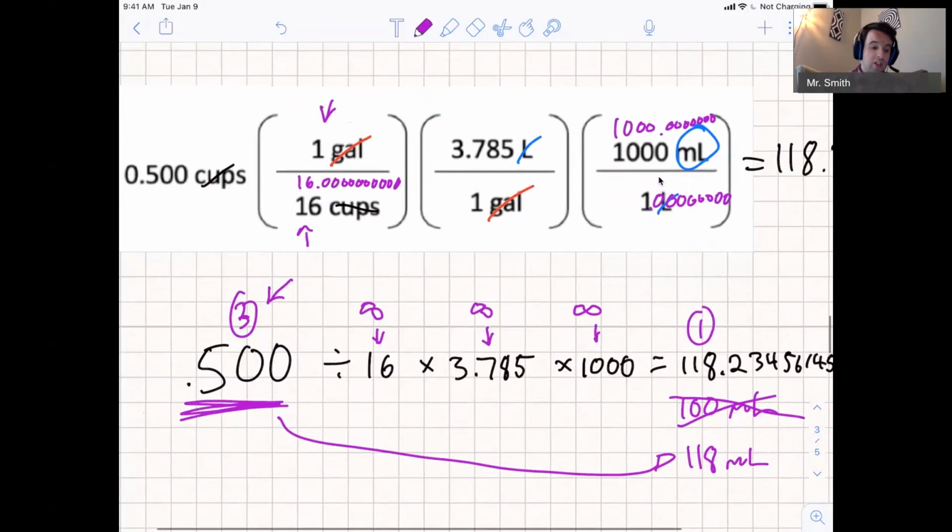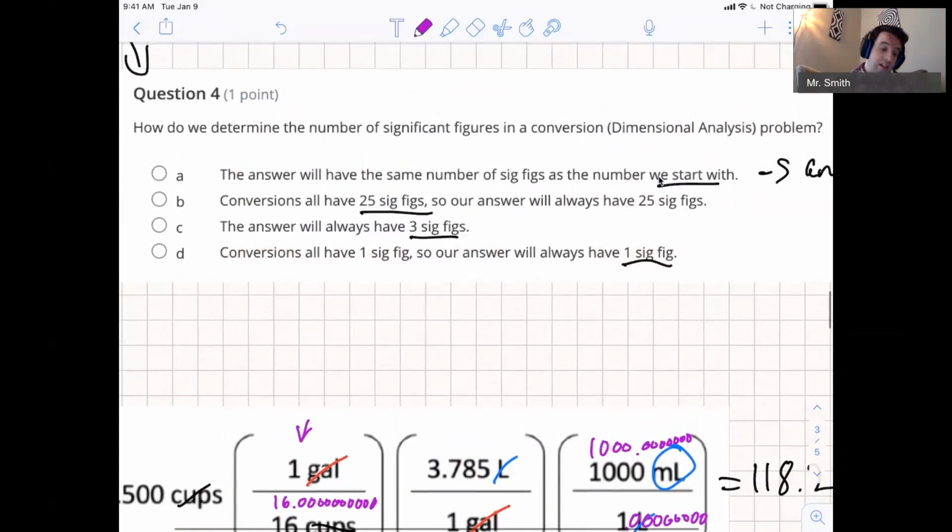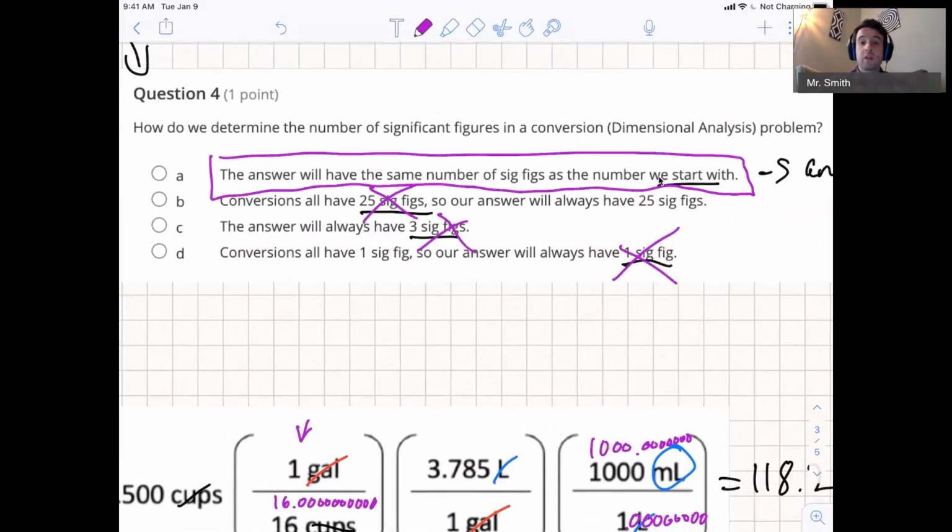So, to review here, it's not 25, it's not 1, and it's not 3. The correct answer here is A. The answer will have the same number of sig figs as the number we start with, A. So hopefully that clears up a little bit of confusion on when do I use sig figs, when do I not, how many sig figs should I round my answer with when it's a dimensional analysis problem.